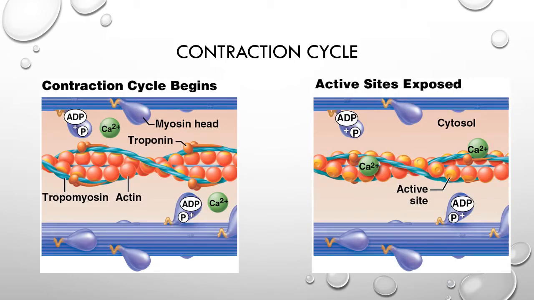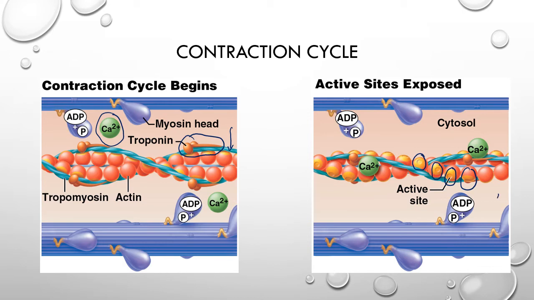So the contraction cycle itself begins with calcium entering into the cytoplasm. So it's coming into our sarcoplasm here. As it comes in, it's going to bind to troponin, this little protein here. Troponin, once it binds calcium, changes shape, and in the process, it's basically going to drag tropomyosin, the kind of teal one there, out of the way. And as it does so, it then exposes these binding sites. Now we have binding sites exposed on all of our actin.